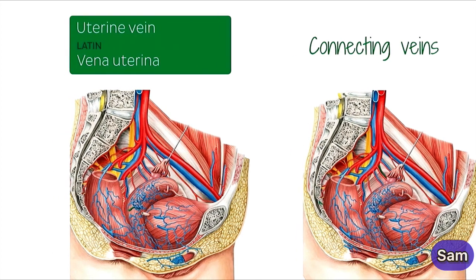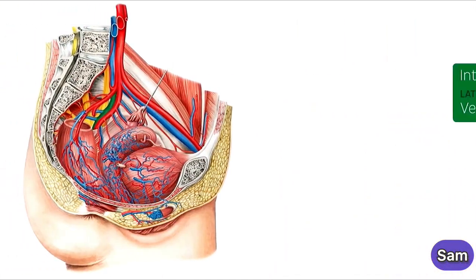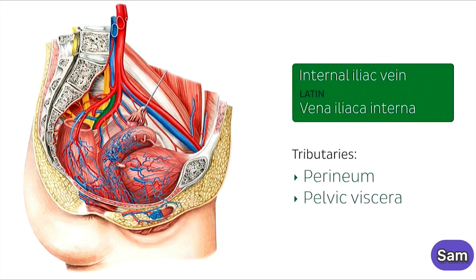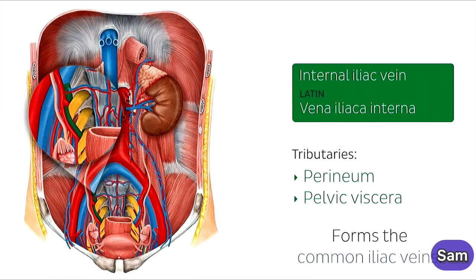The left and right internal iliac veins are the main veins of the pelvis. They're also known as the hypogastric veins. They receive tributaries from the perineum and the pelvic viscera, and they drain into the common iliac veins. The internal iliac veins join the external iliac veins to form the common iliac veins on both the left and right side. In the next image, we can see the right internal iliac vein in a close-up here, highlighted in green.